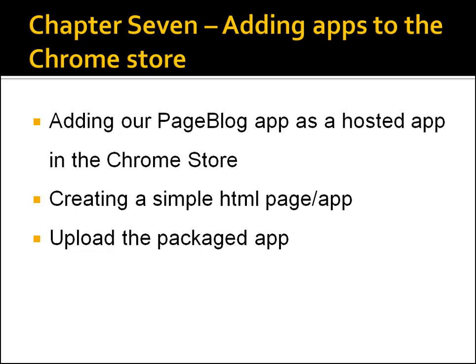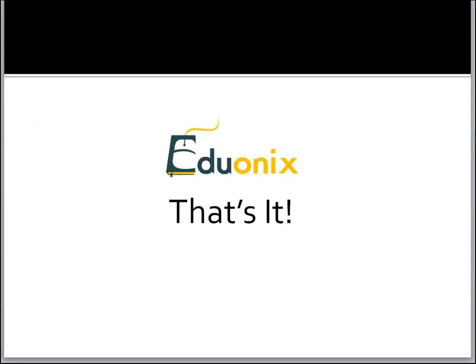And in Chapter 7, we'll basically take our PageBlog Facebook application and add it as a hosted app in the Chrome store. Basically, a hosted app is just a link to another domain or another application. And then we'll also be creating a very simple HTML JavaScript app which we can package and actually upload as a packaged app. So that's about it.